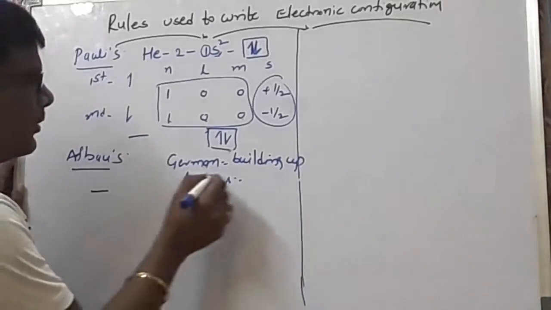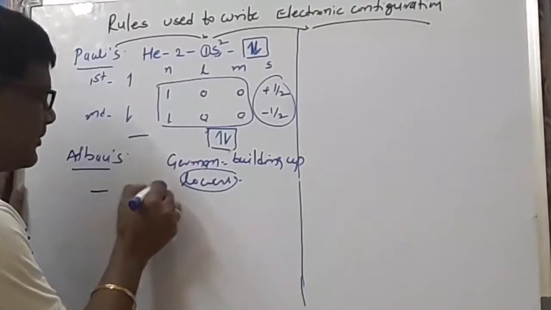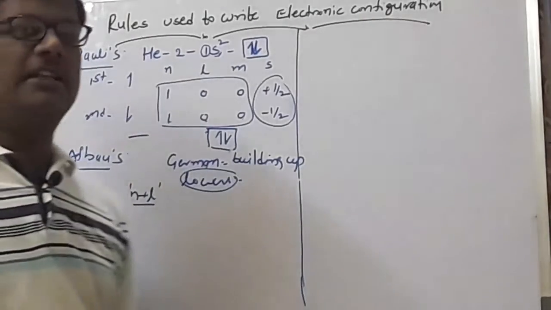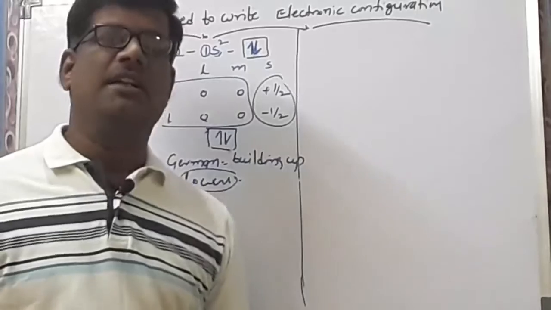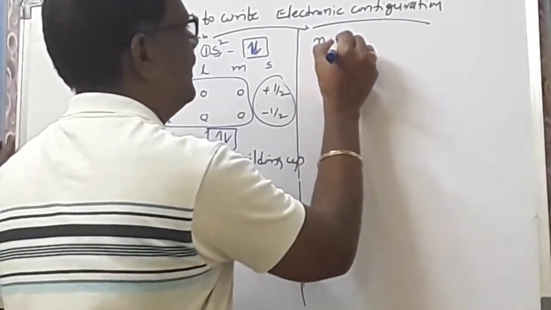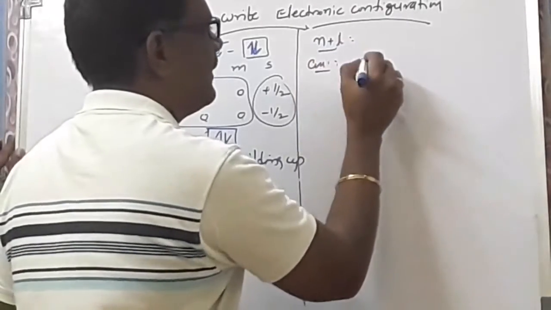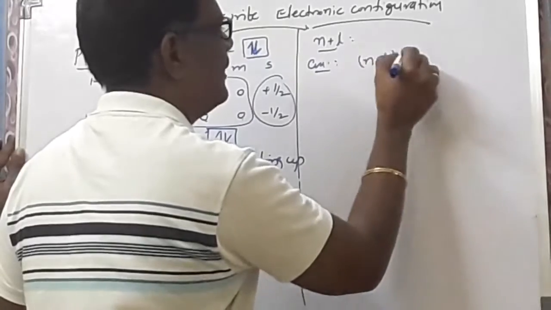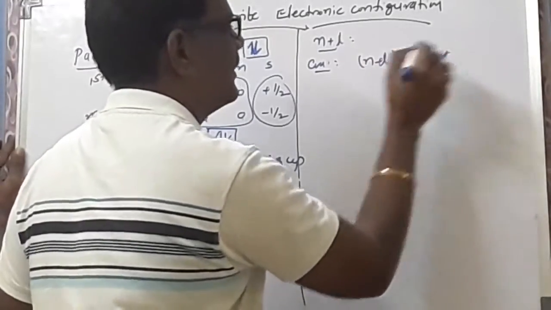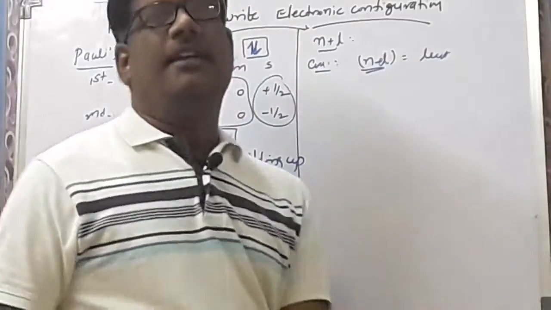How to calculate the lowest energy orbital? The lowest energy orbital can be calculated by using the n plus l rule. What is the n plus l rule? I am taking case 1. The orbital which has the least n plus l value will have the least energy.